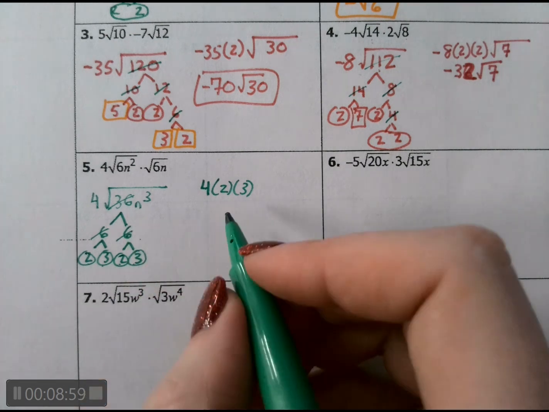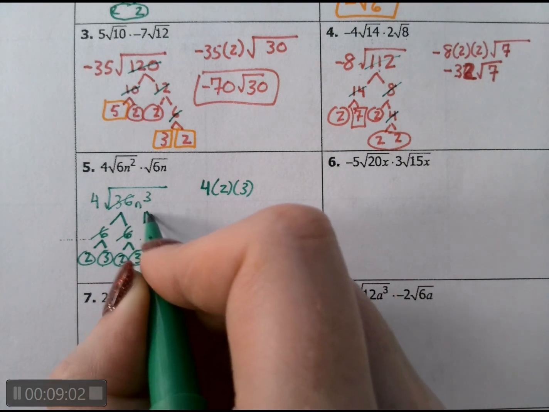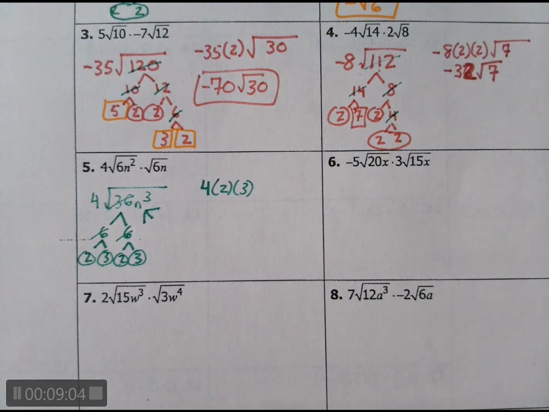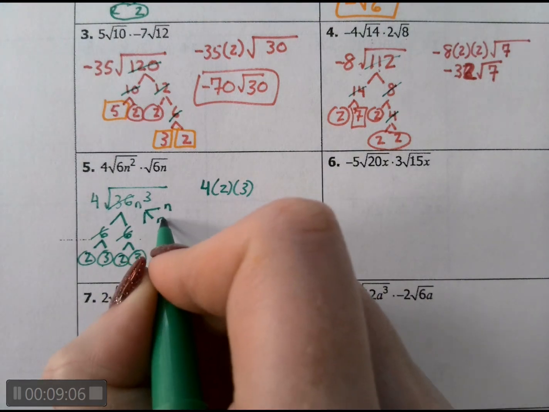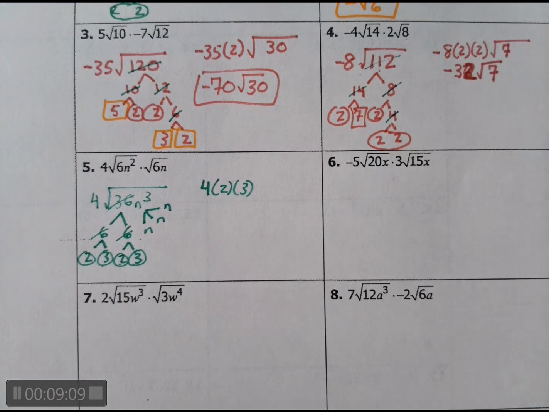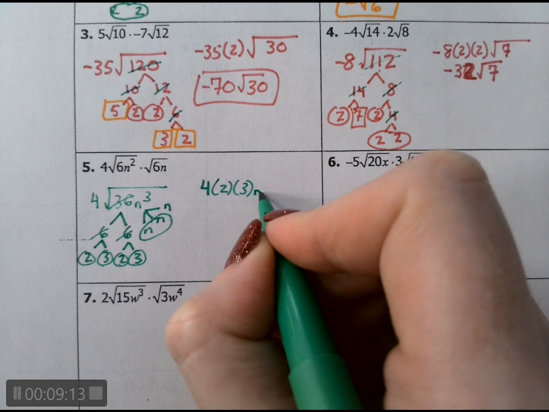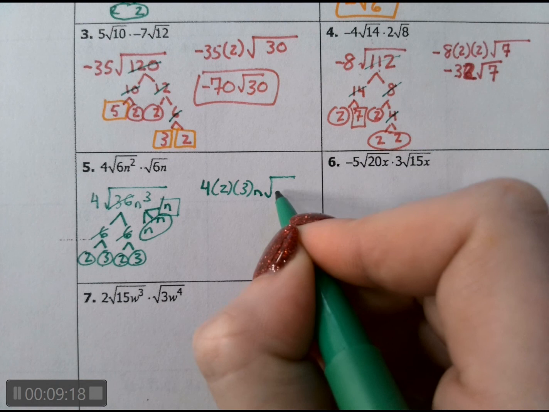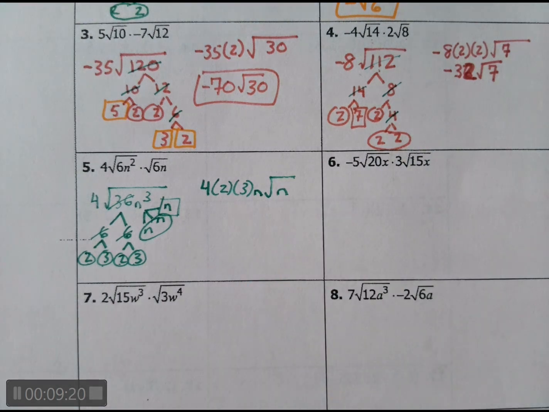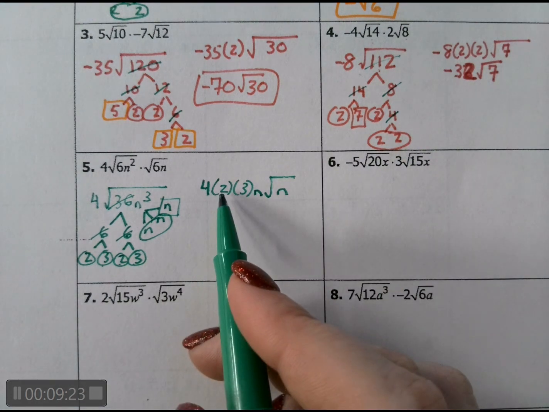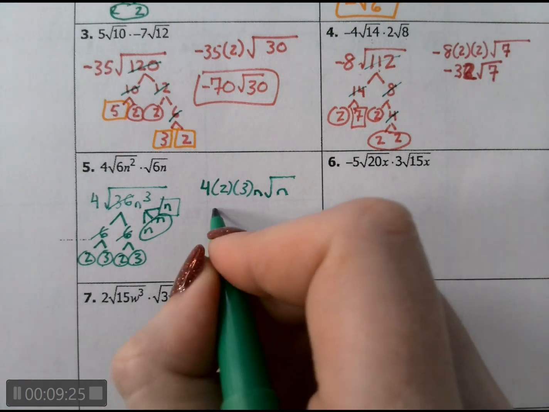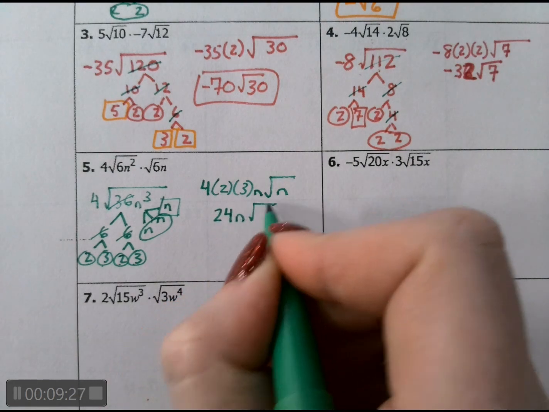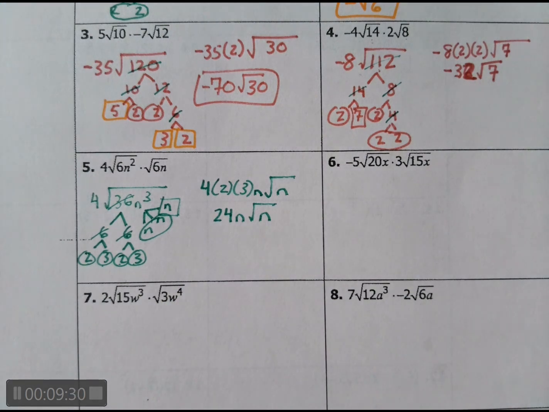And now we have to do the same thing with our n. Okay, so I have 3 n's, so I make 3 dash marks for n times n times n. And we have a pair of n's. So we get to put 1 n on the outside, and we have 1 n left over, so 1 n on the inside. 4 times 2 is 8, times 3 is 24, n square root n. Alright.